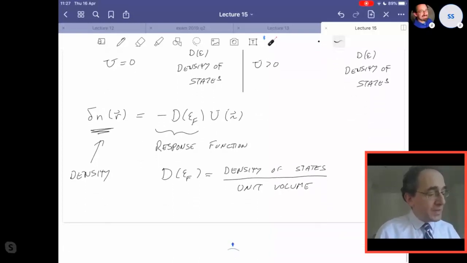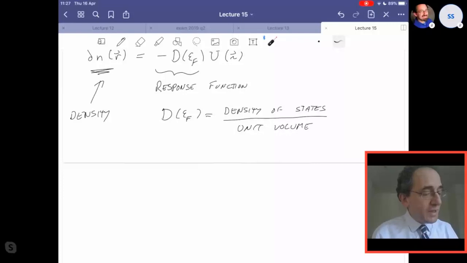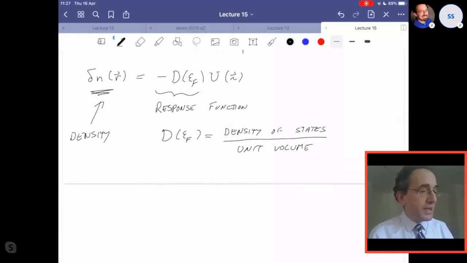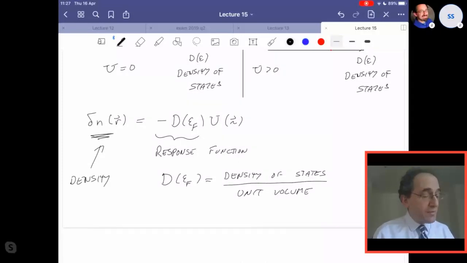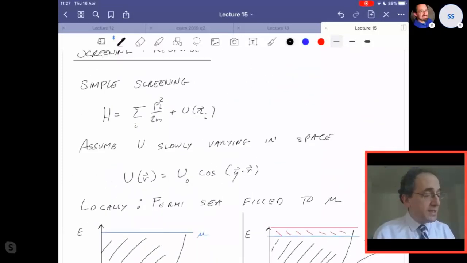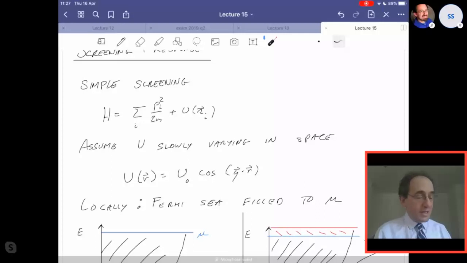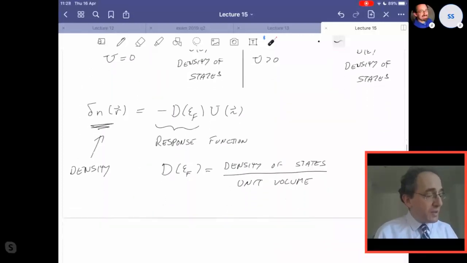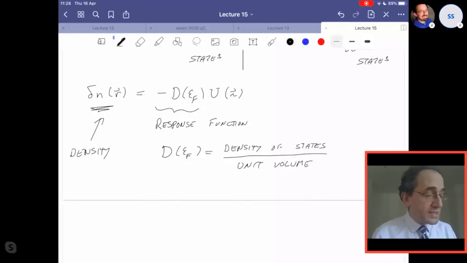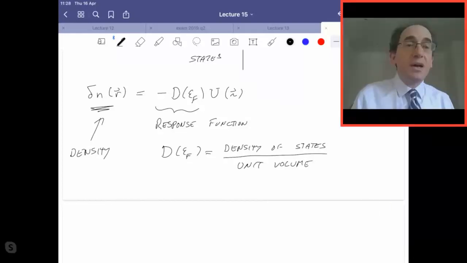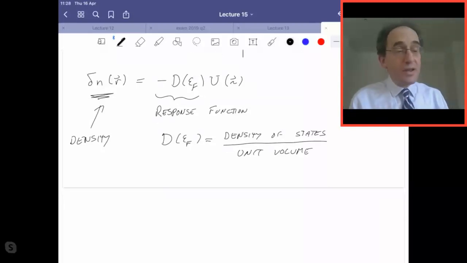Okay, so a comment here: in this very simple calculation, we are ignoring interaction between the electrons. We are only allowing the electrons to interact with the background potential U. So we wrote this in the Hamiltonian here. We did not allow the electrons to interact with each other. And in a moment, we're going to consider what happens when the electrons interact with themselves as well, with other electrons as well.